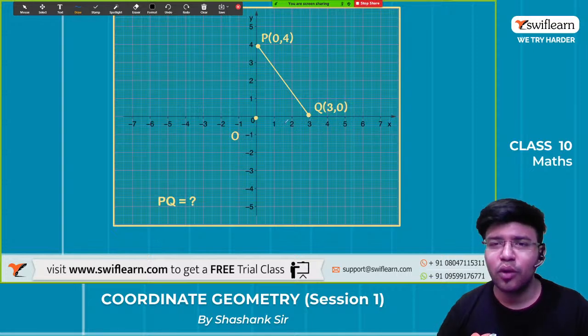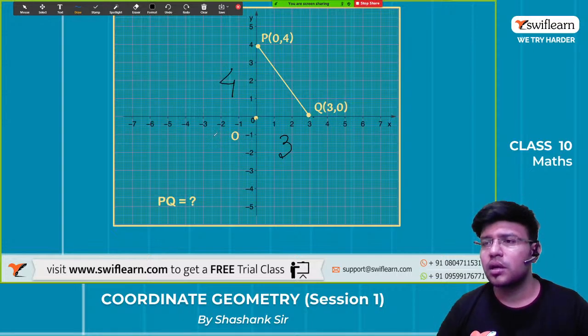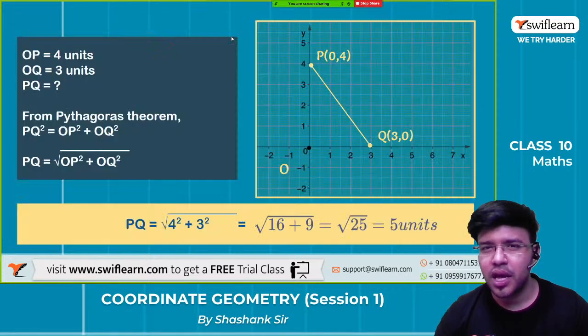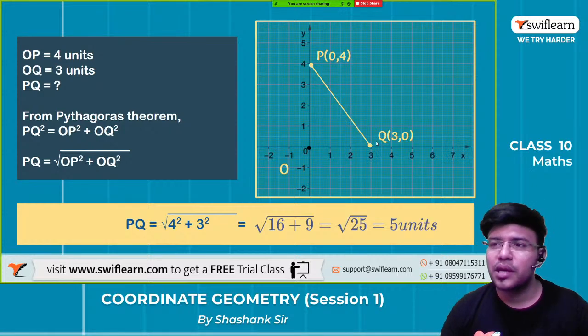Okay, sir, we know the distance OQ, which is 3 units. We know the distance OP, which is 4 units. Okay, and if you see, this can be drawn as a triangle. This is nothing but a right angle triangle. So we can use Pythagoras theorem to find the length of the other side. So using Pythagoras theorem, PQ square is nothing but OP square plus OQ square.